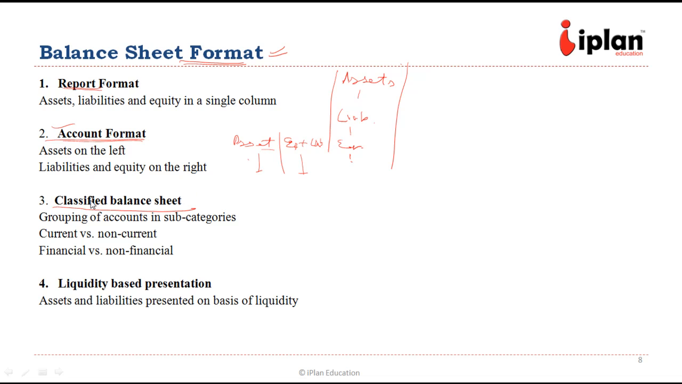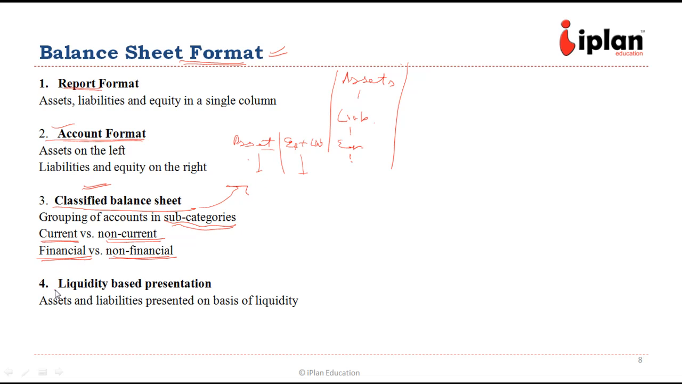Third format is the classified balance sheet. It might be the same as account format. The only difference is we are putting various items into subcategories, such as the current assets and non-current assets will be put separately. Similarly, current liabilities and non-current liabilities will be put separately. Financial assets and non-financial assets will be put separately. So we have subcategorization in a classified balance sheet. That will give us more information within one category.